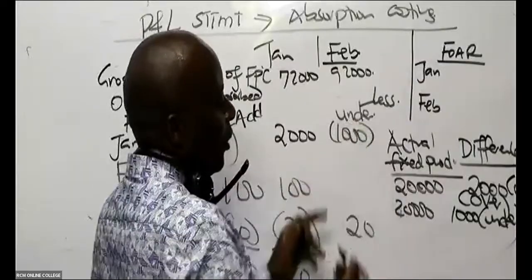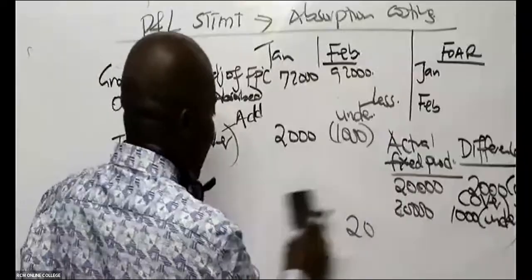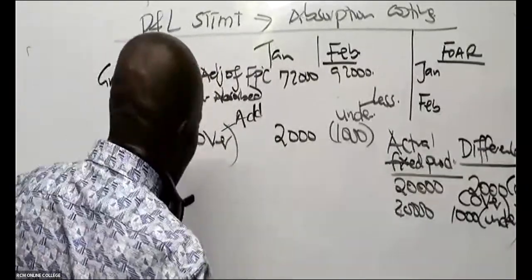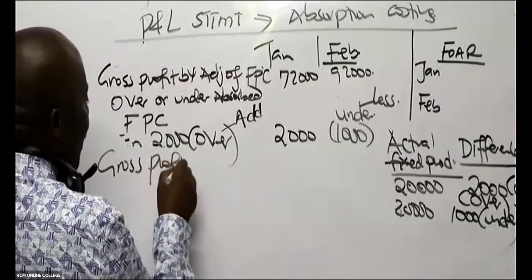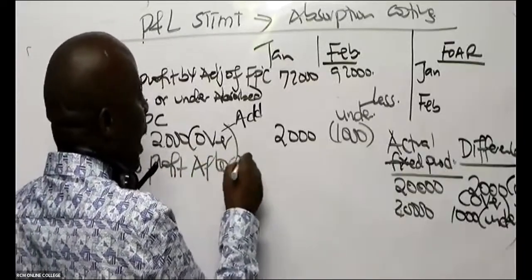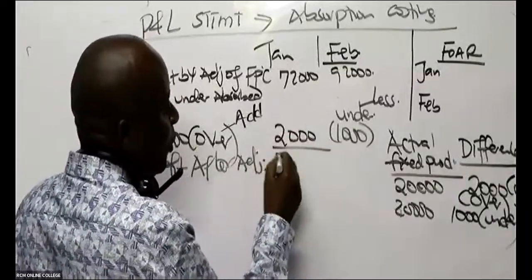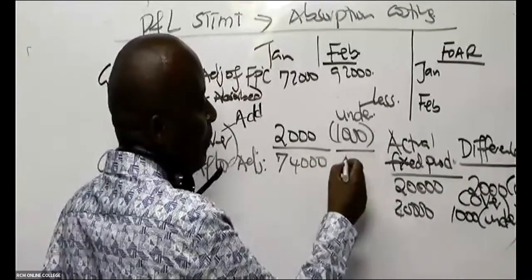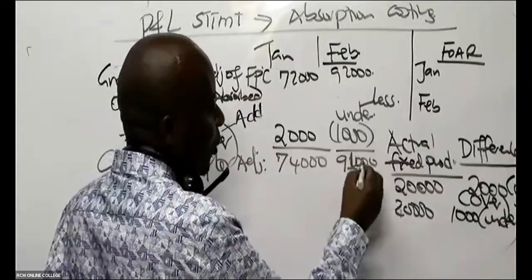So put this in the brackets. So then at the end of the day, what figures are we getting here as our proper gross profit? This is after the adjustments. You can either just write it as gross profit or you say gross profit after adjustments. So after adjustments, this will be 74,000. All right. And this will be what here, somebody? 91,000, like that.